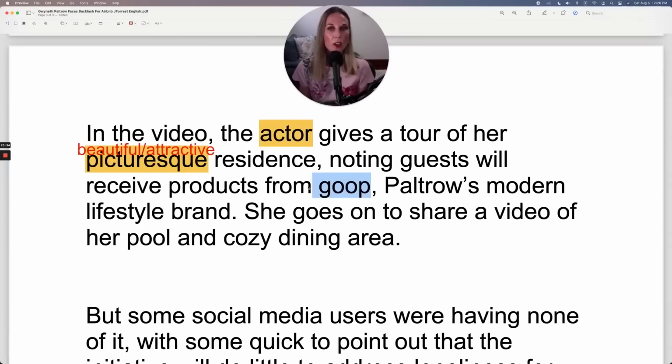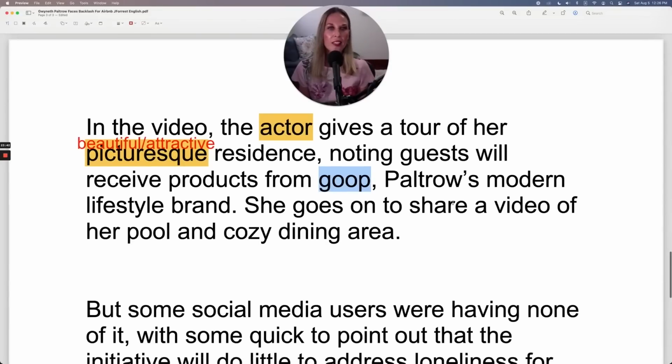I have never heard of Goop. Have you? I guess it's Gwyneth Paltrow's modern lifestyle brand. She goes on to share a video of her pool and cozy dining area.